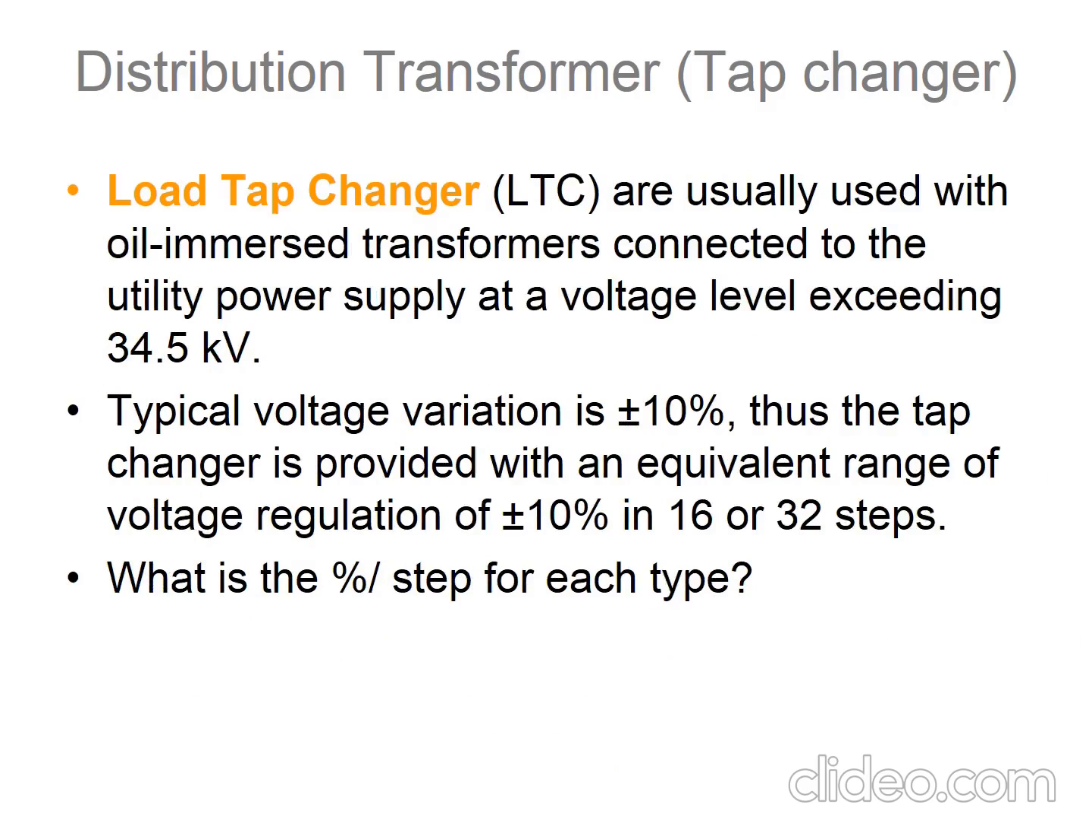And then the second one is the load tap changer. LTCs are usually used with oil-immersed transformers connected to the utility power supply at a voltage level exceeding 34.5 kV. Typical voltage variation is plus or minus 10%. Thus, the tap changer is provided with an equivalent range of voltage regulation of plus or minus 10% in 16 or 32 steps. What is the percentage per step for each type?